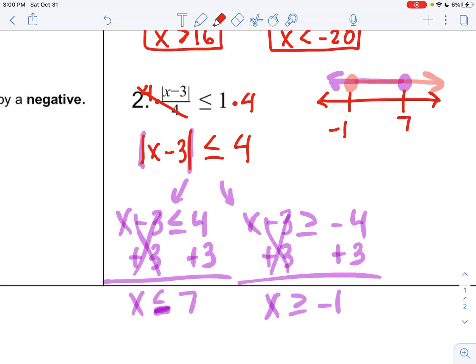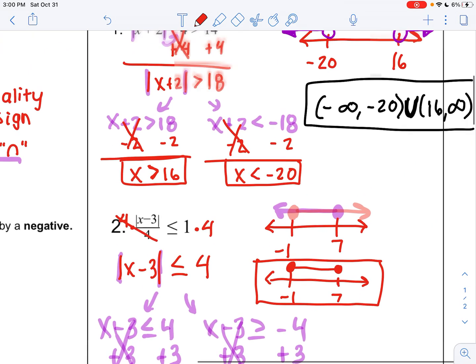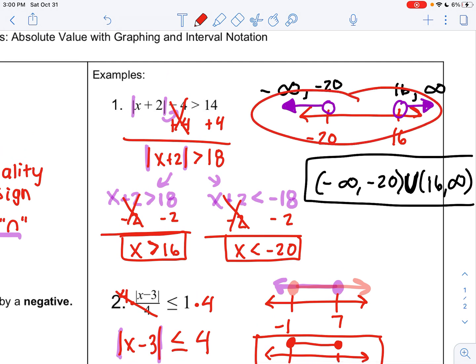Now, do you see how both of those graphs intersect? They intersect here, negative 1, 7. Do you see how the purple and the red lines meet in the middle? That's the only part of the graph we're going to draw. So I'm going to draw a point at negative 1 and a point at 7, and they meet right here in the middle. So this is my graph. When they touch like this, this is going to be your answer every time. When they don't touch, like over here, and they go in opposite directions, you're going to have two separate intervals with a U in the middle, which just means union.